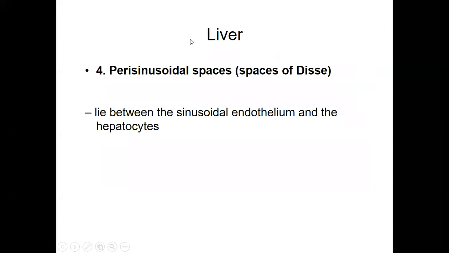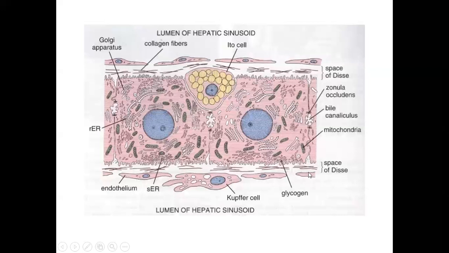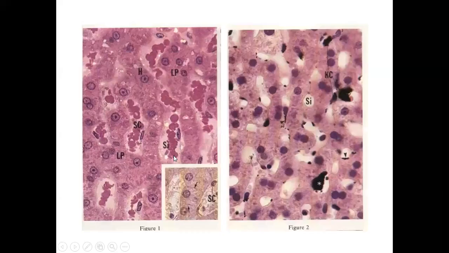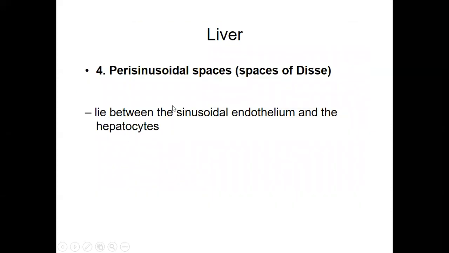The first component of the liver is the perisinusoidal space, or space of Disse. The space of Disse lies between the sinusoidal endothelium and the hepatocyte. So this is the space of Disse. It lies between the hepatocyte and the endothelium. It's a space.